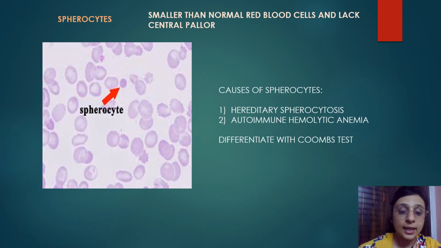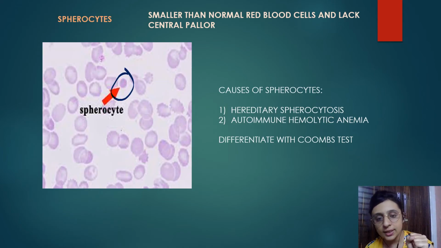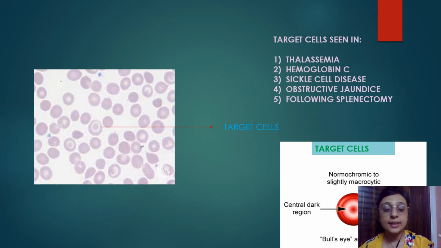Next, spherocytes. Can you appreciate these are much smaller in size, and also there is lack of central pallor. So two things: smaller as well as lack of central pallor. Two important causes: hereditary spherocytosis and autoimmune hemolytic anemia. And how can you differentiate between the two? With the help of Coombs test, because Coombs test will be positive in autoimmune hemolytic anemia, whereas negative in hereditary spherocytosis, right? So next we will see target cells.